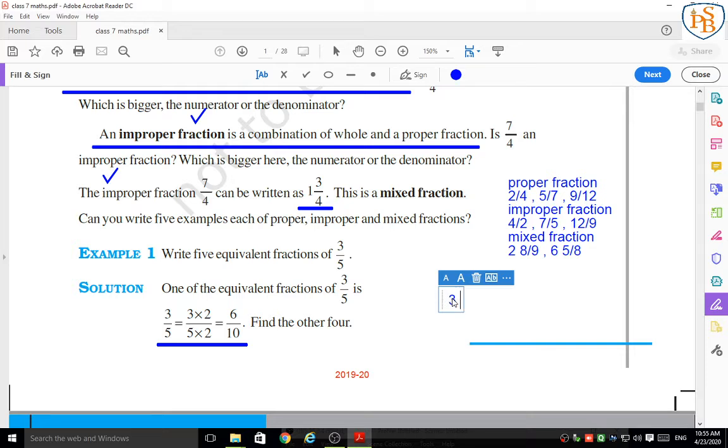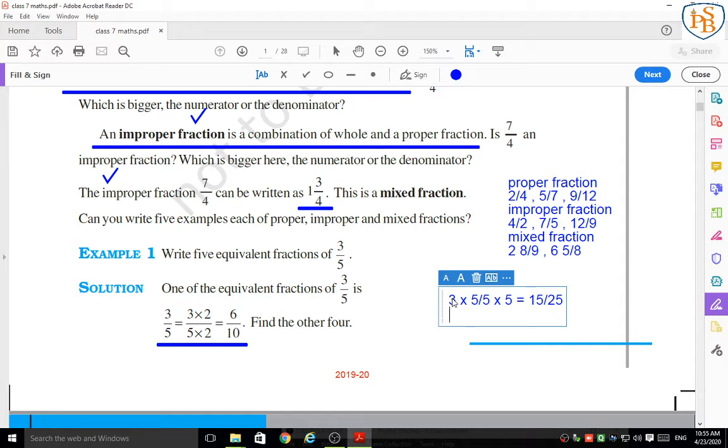3 multiplied by 5 upon 5 multiplied by 5 is equal to, what will come? 3 5s are 15 upon 5 5s are 25. This is another equivalent fraction. This is the second. Now third, how can we find?